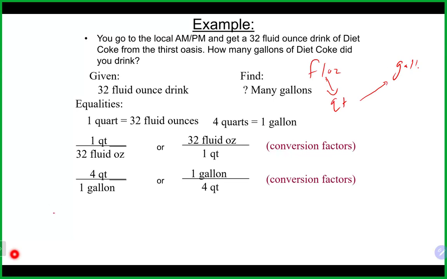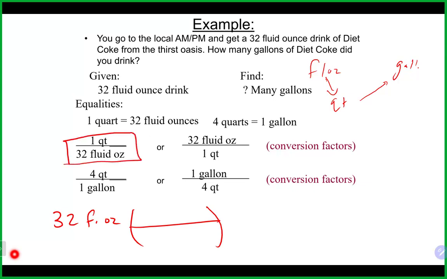We're going to start with what was given, which is 32 fluid ounces. Again, that is on top, so we want in the opposite location the fluid ounces. So that one right there would do it for us. 1 quart, 32 fluid ounces. Once again, here we're multiplying what's on top, we're dividing what's on the bottom, so that is what's going to get rid of those units.